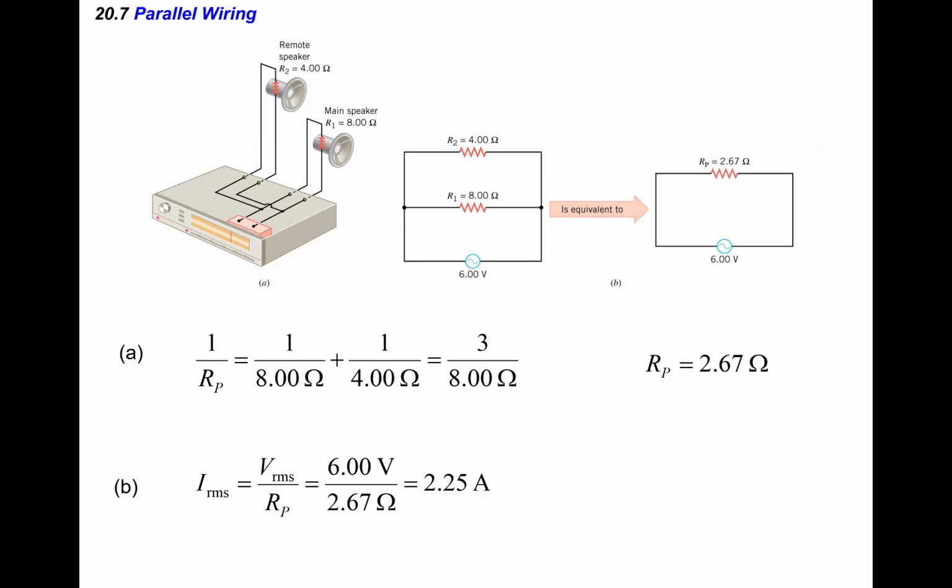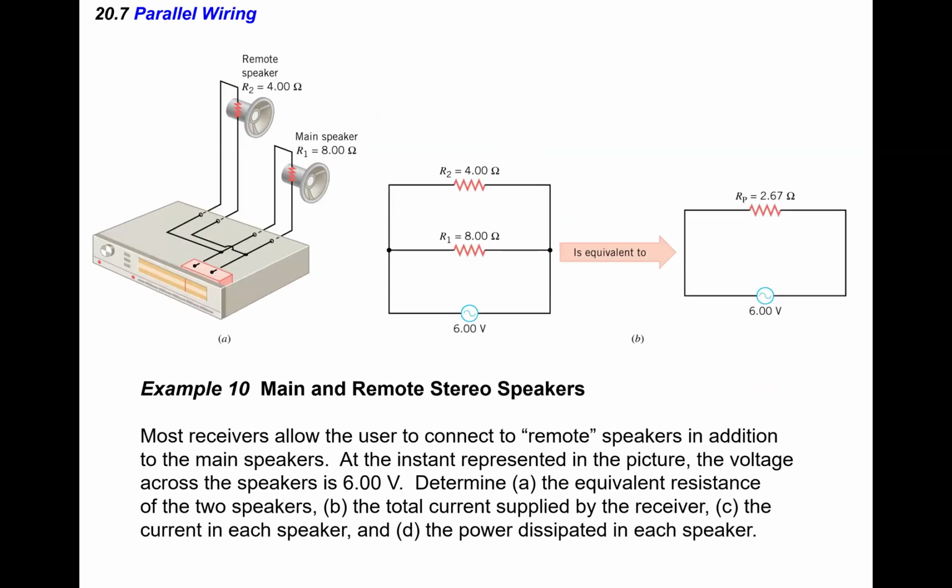So 1 over Rp is 3 over 8, and Rp is 8 over 3. So 2.67, and you can get your current here. It's V over R. Okay, so this is the connection, like this, it's a parallel connection.